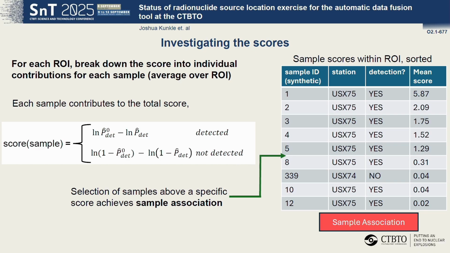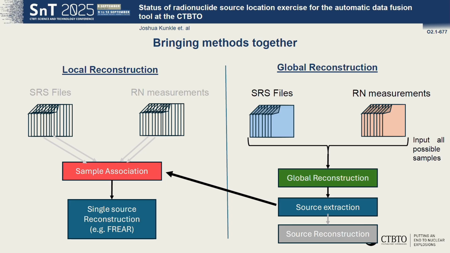What we've laid out here is a way to do sample association based on an automatic process. And since we've used this historical data, it gives us an easily interpretable sample association. So now we could keep going and do source reconstruction, et cetera, or we can take this and put it into our other reconstruction algorithms.